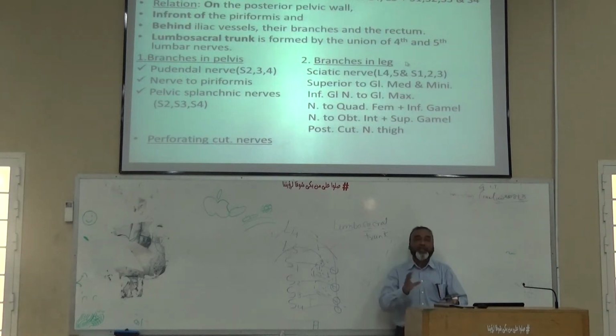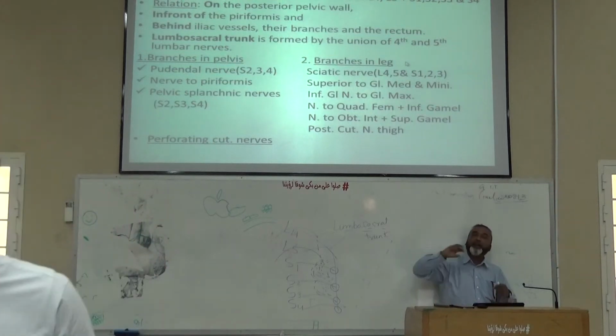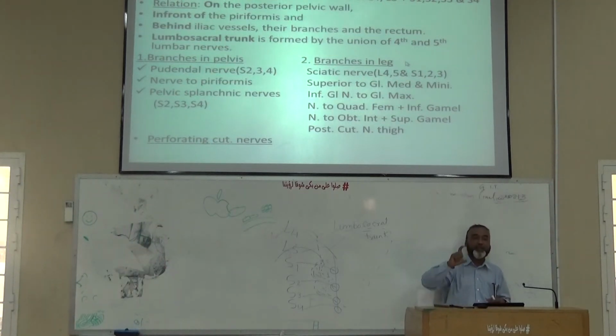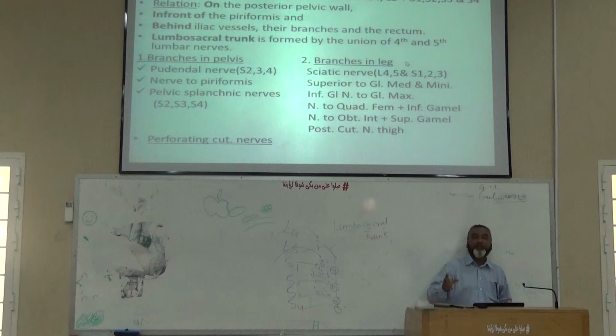Second is the superior gluteal nerve. All these three which we are talking about in the leg leave the pelvic cavity from the greater sciatic foramen. So the first, largest and longest is the sciatic nerve. Second is the superior gluteal nerve, and it supplies the gluteus medius and minimus. Okay. Then we have the inferior gluteal nerve. The inferior gluteal nerve supplies the gluteus maximus muscle.